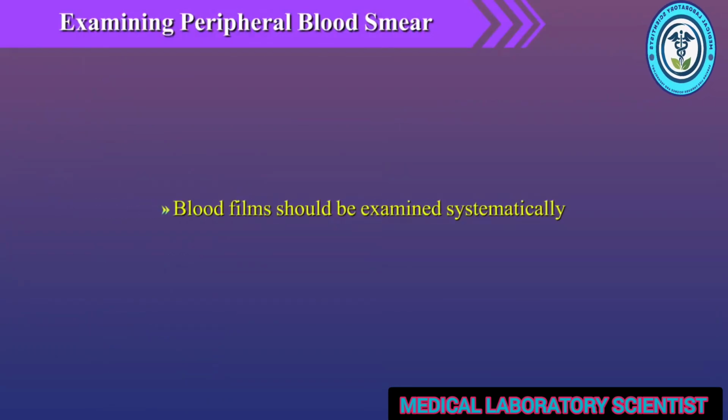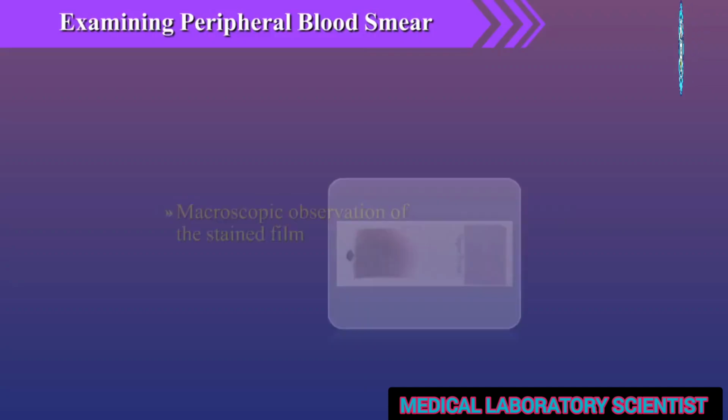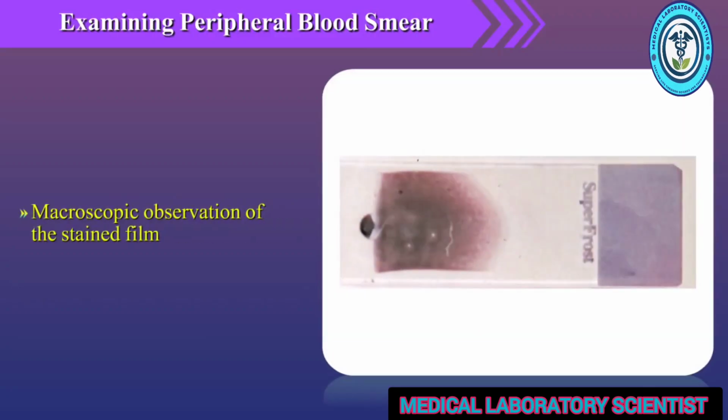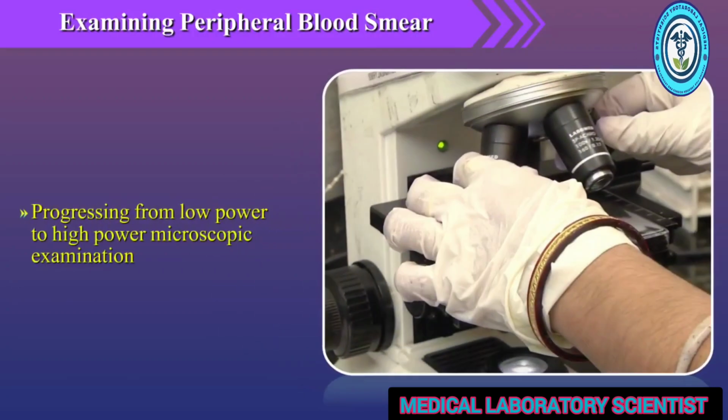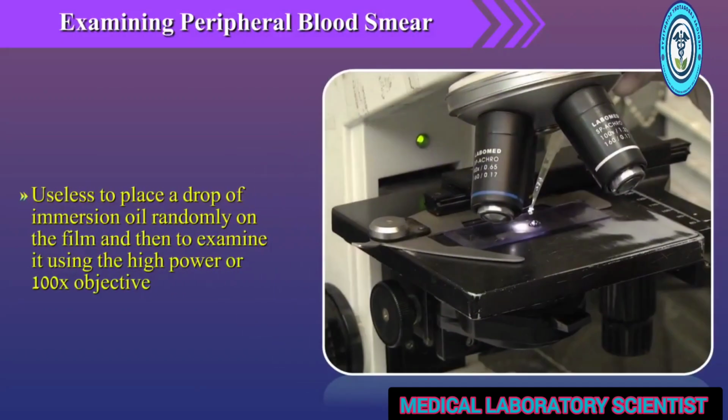Blood films should be examined systematically, starting with macroscopic observation of the stained film and then progressing from low power to high power microscopic examination, since it is useless to place a drop of immersion oil randomly on the field and then to examine it using the high power or 100x objective.